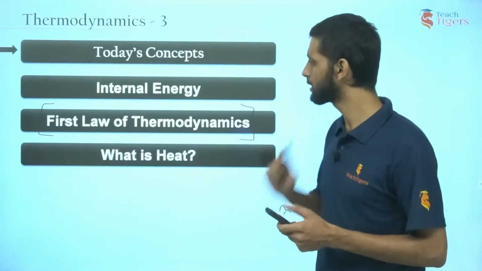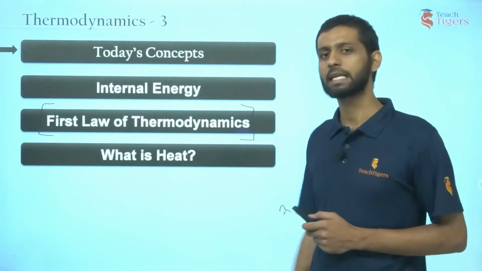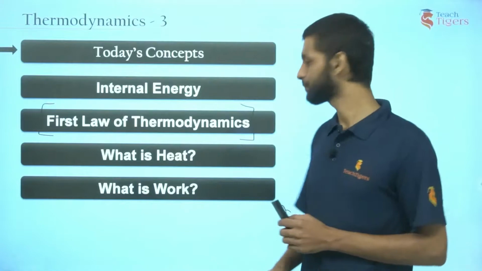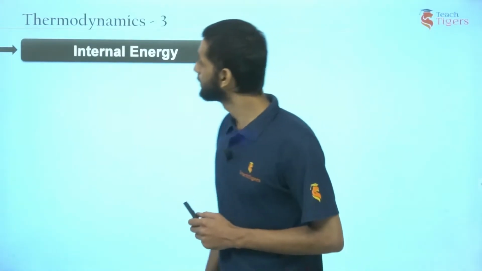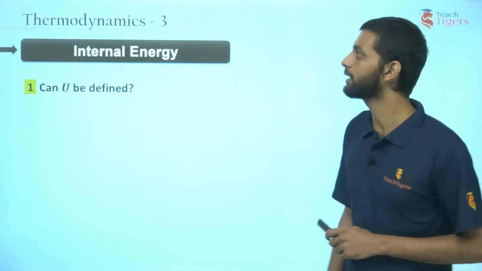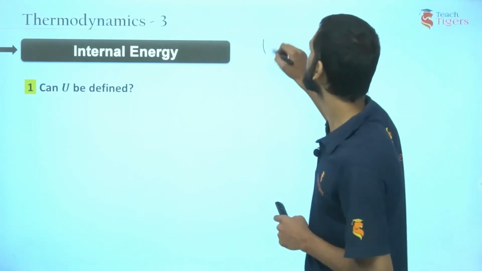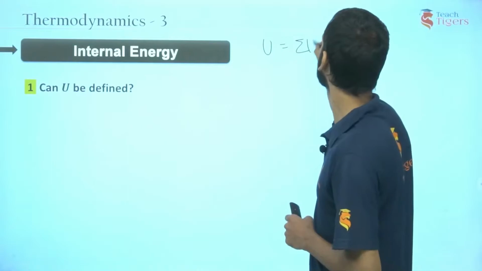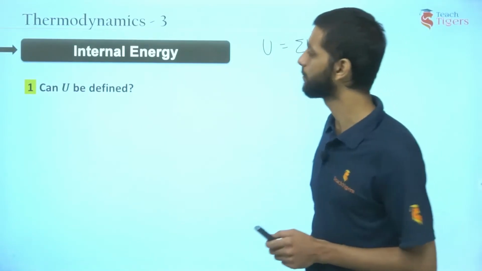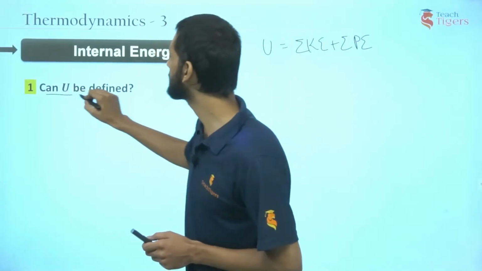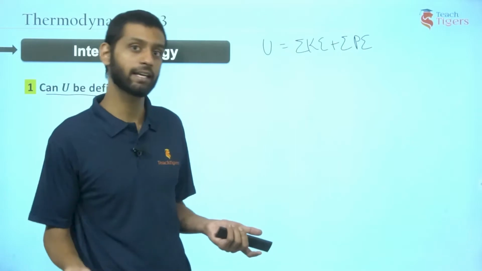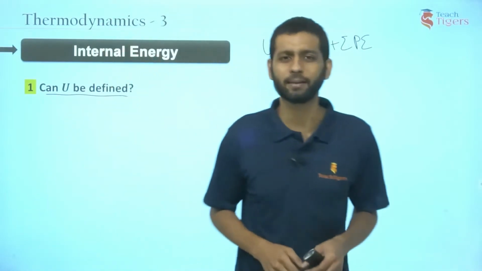All right. Then we're going to talk about what is heat. We're going to talk about what is work. Internal energy, the first concept for us. We already know internal energy is the sum of kinetic energy plus the sum of potential energy. So can U be defined? We already defined it. It's the sum of all kinetic energy and all potential energy.